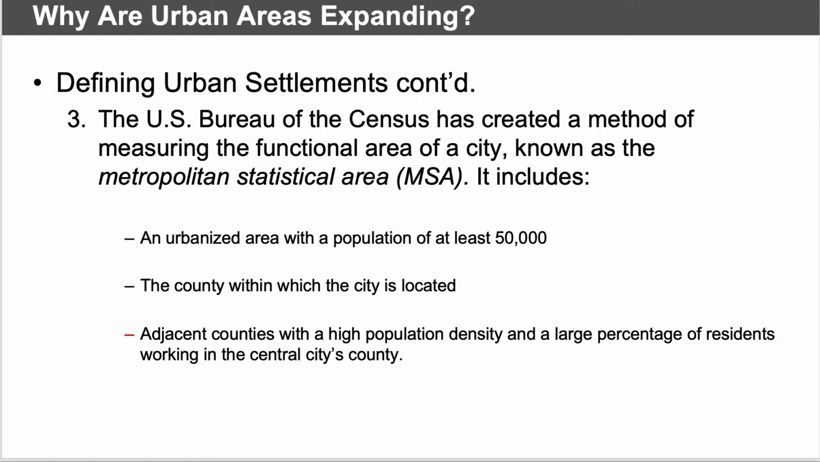The U.S. Bureau of Census has created a method of measuring the functional area of a city known as the MSA, Metropolitan Statistical Area. It includes an urbanized area with a population of at least 50,000 people, the county within which the city is located, and adjacent counties with high population density and a large percentage of residents working in the central city's county.